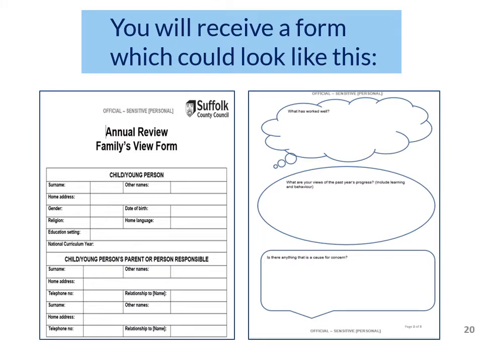Here in Suffolk, the Family Services team has produced two kinds of form for families to use to share their views. One of the forms asks questions using traditional boxes like a table. This is a picture of the first two pages of the second type of form, which uses shapes, as you can see here. Both types of form have the same questions, so whoever is hosting the meeting should send a form to you which looks similar to this.